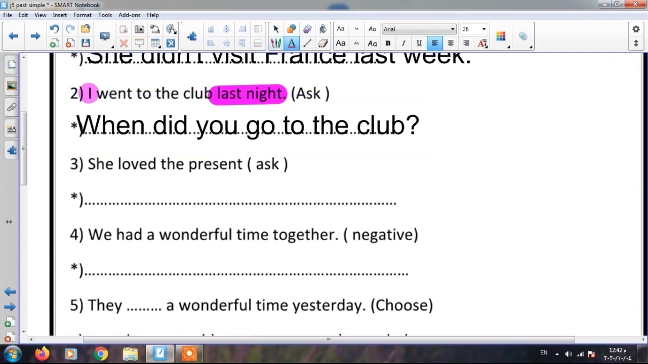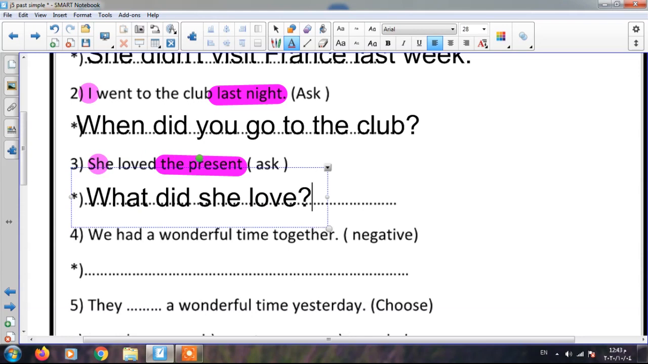The third one, she loved the present. So this one we have to look at the first word. She. WH or yes or no? WH. So I have to choose the thing to ask about. I will ask about, for example, the present. Yes. So to ask about the present, it's a thing. So I'll say what. And after what I put the helping verb. What's the helping verb in the past? Did. What did she? And after did I put infinitive. What did she love? So the answer will be she loved the present.